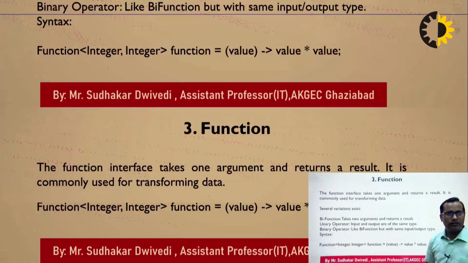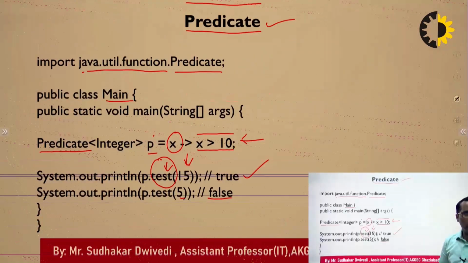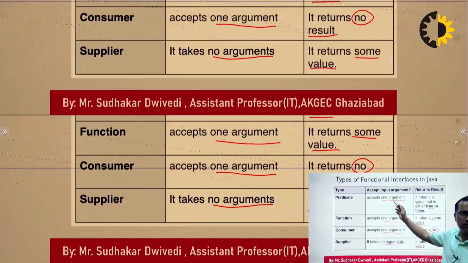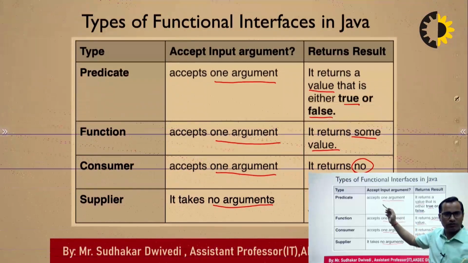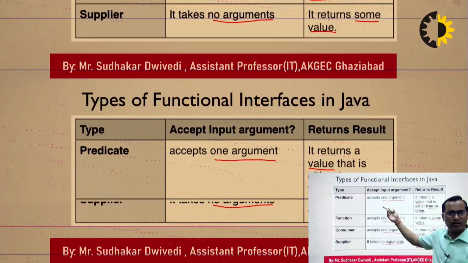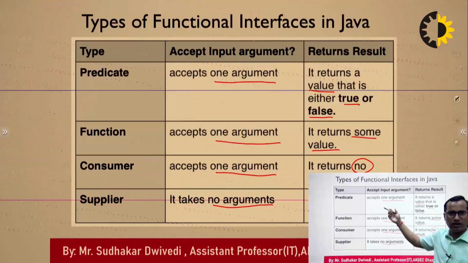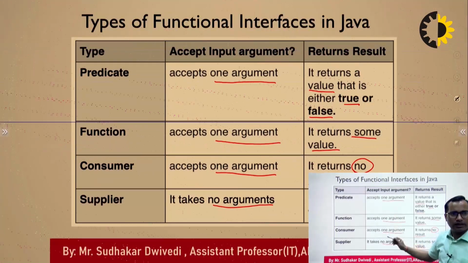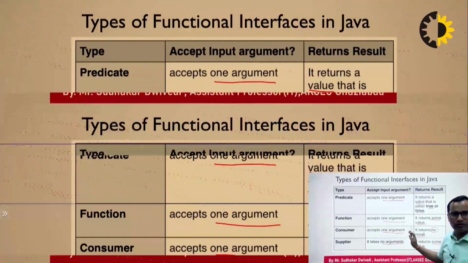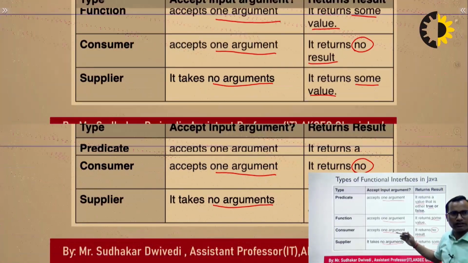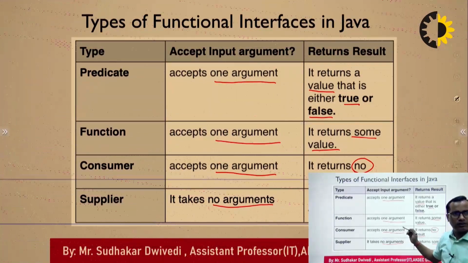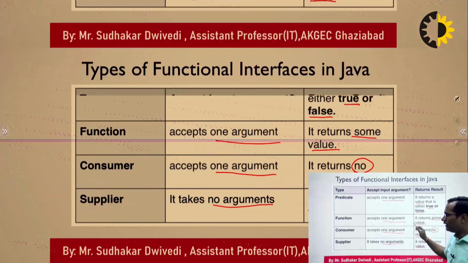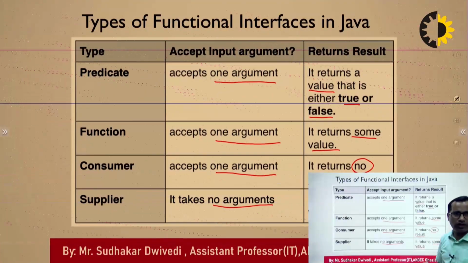Then come to the function interface. So what is the task of the function interface? We have seen the predicate, which is used for applying conditions, and based on the conditions we are printing the result, or taking the results. The consumer takes one argument but performs only an action. It returns no result. Function, now, also takes one argument and it may return some value as a result.